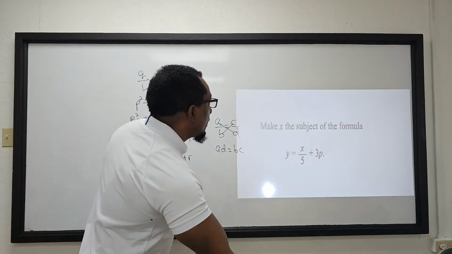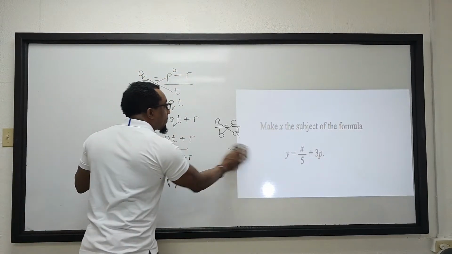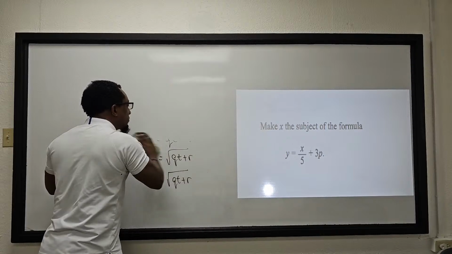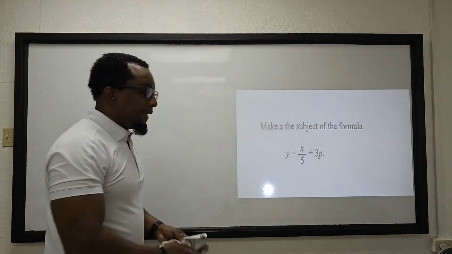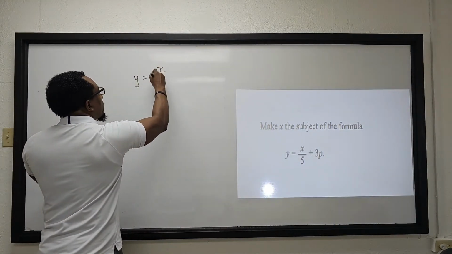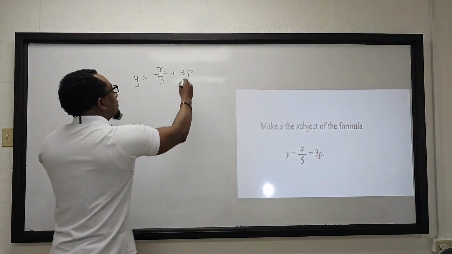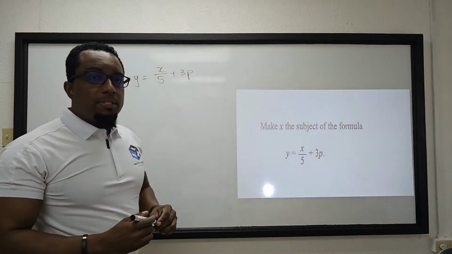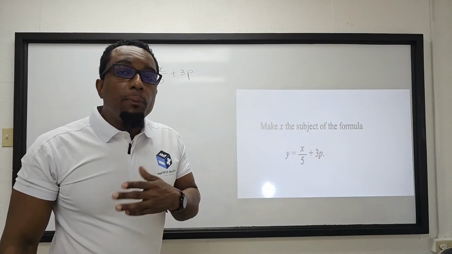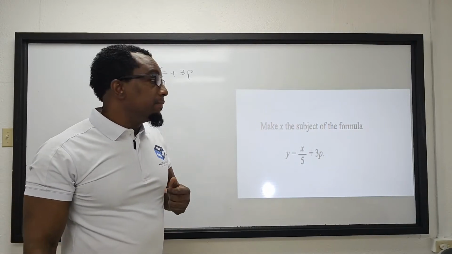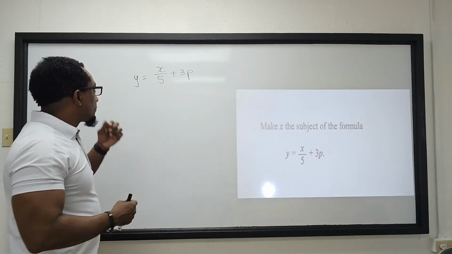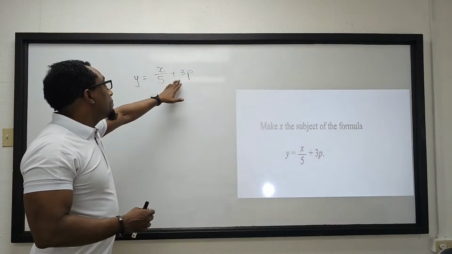Let's look at another. Make X the subject of the formula. So to make X the subject of the formula, what are we going to do? This is the same as Y is equal to X all over 5 plus 3P. And to make X the subject of the formula, again, once we have a formula or an equation where fractions are involved, our first step will be to remove the fraction. So to remove the fraction, first we can remove 3P if you wish.